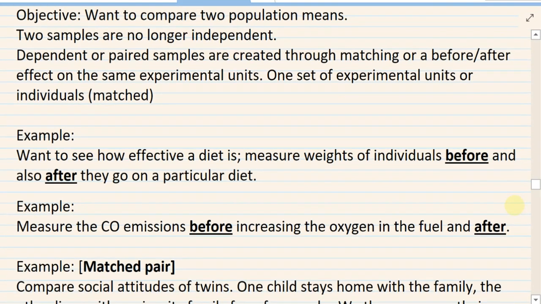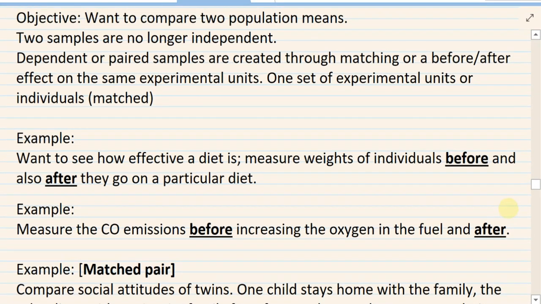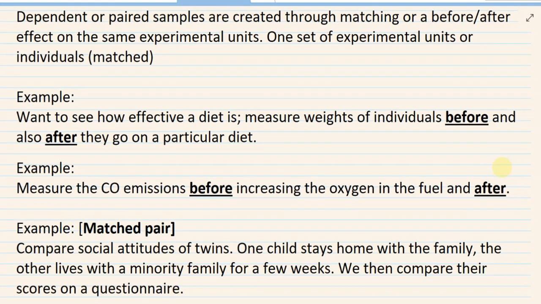Now, what are examples of matched pair, which creates dependent samples? Let's say we're interested in comparing social attitudes of twins. Notice twins, these are actually two subjects, two different people, but because of the similarity in their physiological structure, it makes sense to pair twins together. So we're going to have one child that stays home with a family and the other lives with a minority family for a few weeks. Then we compare the scores on a questionnaire. This is actually where we have two different experimental units, but we match them, pair them together.